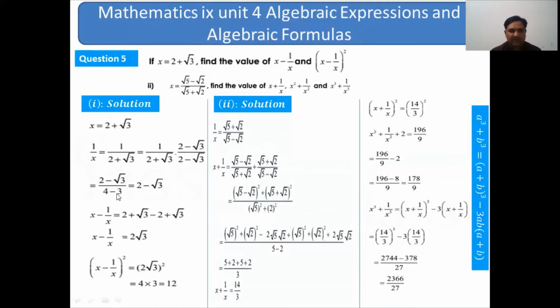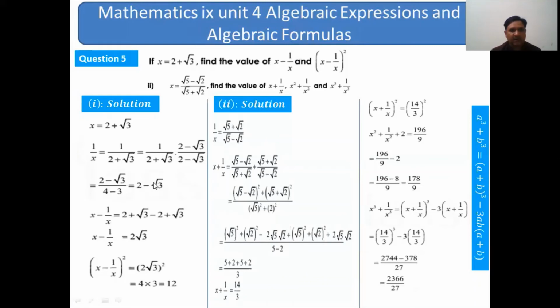So 4 minus 3 is 1. So we have 1 by x is equal to 2 minus square root of 3. X is 2 plus square root of 3, and 1 by x is equal to 2 minus square root of 3. So first we'll find x minus 1 by x. So x minus 1 by x, the value of x is 2 plus square root of 3, and the value of 1 by x is 2 minus square root of 3.